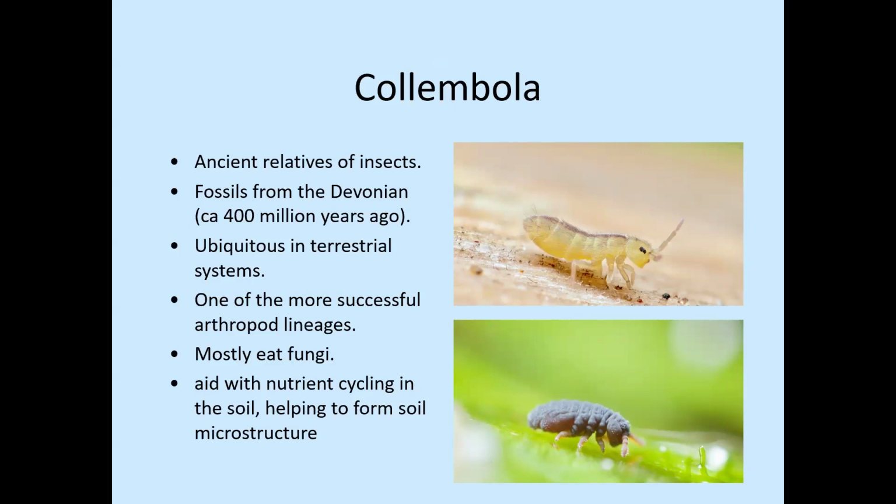So the one on the top is an Entomobryid collembolan, and the one on the bottom is in the family Hypogastruridae, and it looks kind of like a little sack of potatoes. So they come in all different kinds of shapes and sizes, but they have 6 legs like insects, but they're pretty soft bodied. And they're very small. They're going to be about a millimeter.